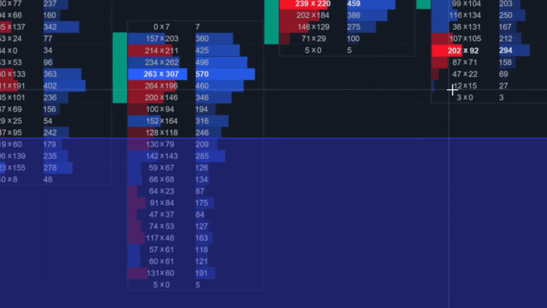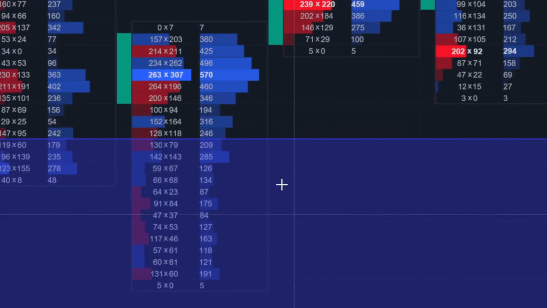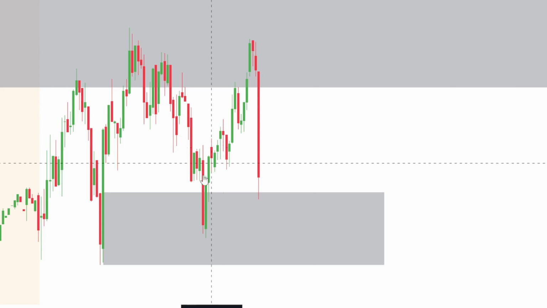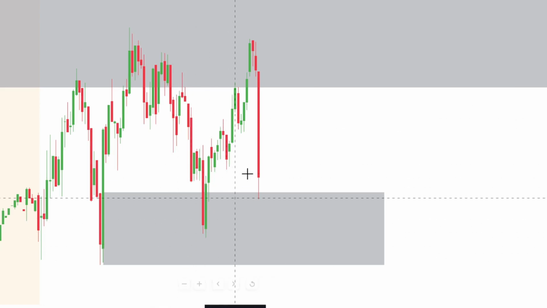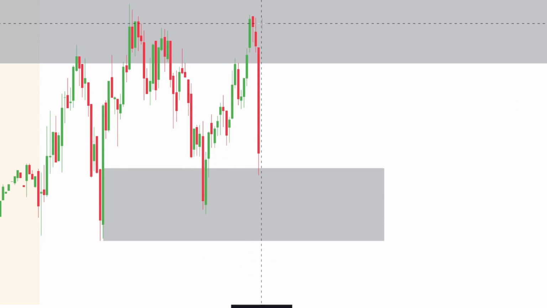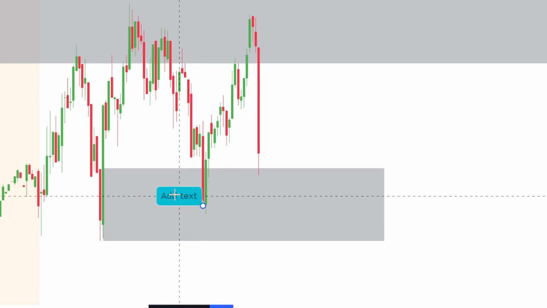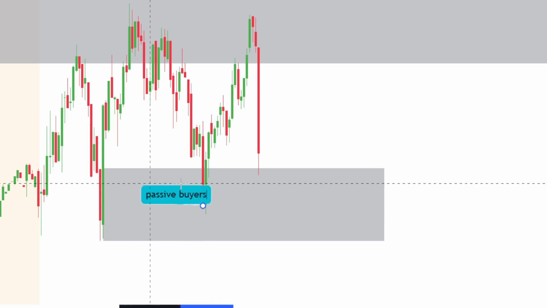Over here, we had those passive buyers. We saw these passive buyers step in. So we had a lot of aggressive selling over here, but the market went up. When you have a lot of aggressive selling, it shows that there are passive buyers sitting over here. So there's passive buyers, okay?